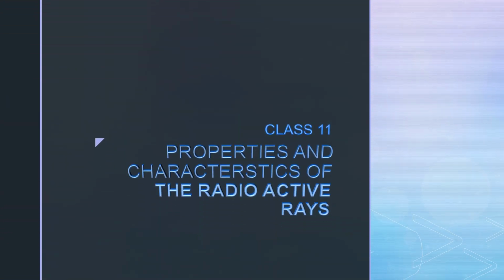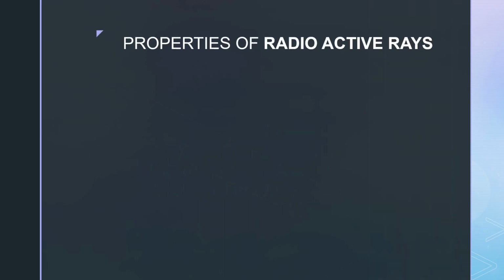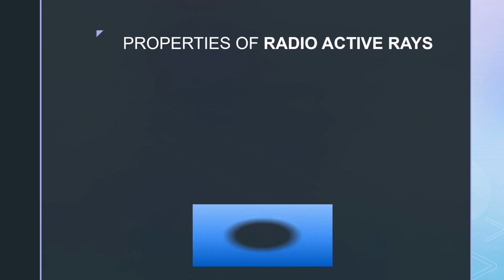In this lecture, I'm going to teach you about the properties and characteristics of radioactive rays. First of all, how can we produce the radioactive ray? The best way to release the radioactive ray is the formation or the breakage of U2O3, a radioactive compound. We can also take another radioactive compound, but this is the best way to produce the radioactive rays.